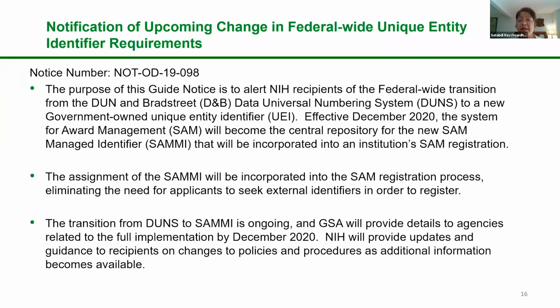So the DUNS number is going to fade away at the end of this year, and it will be replaced by a number called SAMMI, and you have to get it in SAM. Actually, it will be integrated with the SAM registration. That is a good thing, because then you don't have to deal with another DUNS registration after this year. The assignment of the SAMMI will be incorporated into the SAM registration process, eliminating the need for applicants to seek an external identifier in order to register.